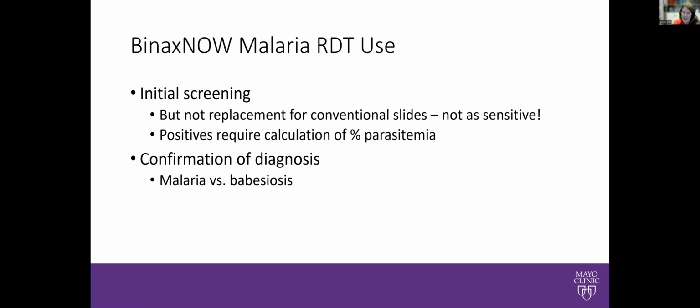If you're trying to differentiate between malaria and babesiosis and you see a lot of parasites, a positive result is helpful. If it's negative, then maybe it's babesiosis. It could be helpful trying to differentiate malaria versus artifact if you're not really sure if there are parasites present. But again, you always have to do blood films as a definitive confirmatory test. And that's the way the test was approved by the FDA in the US.